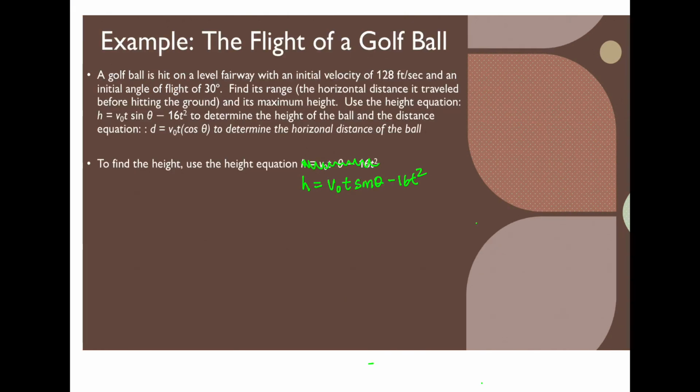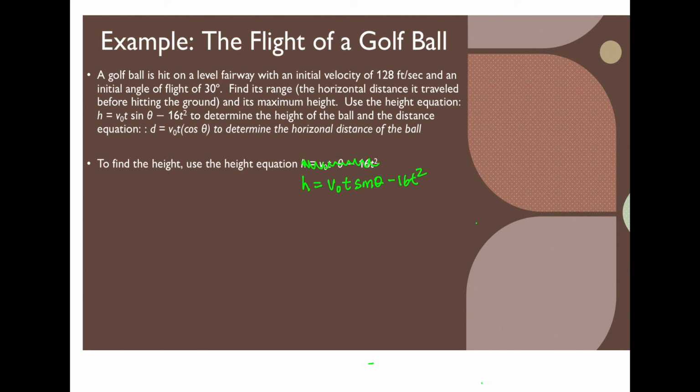Let's take a look at an application problem. This one's involving the flight of a golf ball. The golf ball is hit on a level fairway with an initial velocity of 128 feet per second and an initial angle of flight of 30 degrees. Find its range, which would be the horizontal distance it traveled, and find the maximum height. Use the height equation. They give us the height and the distance equations here.